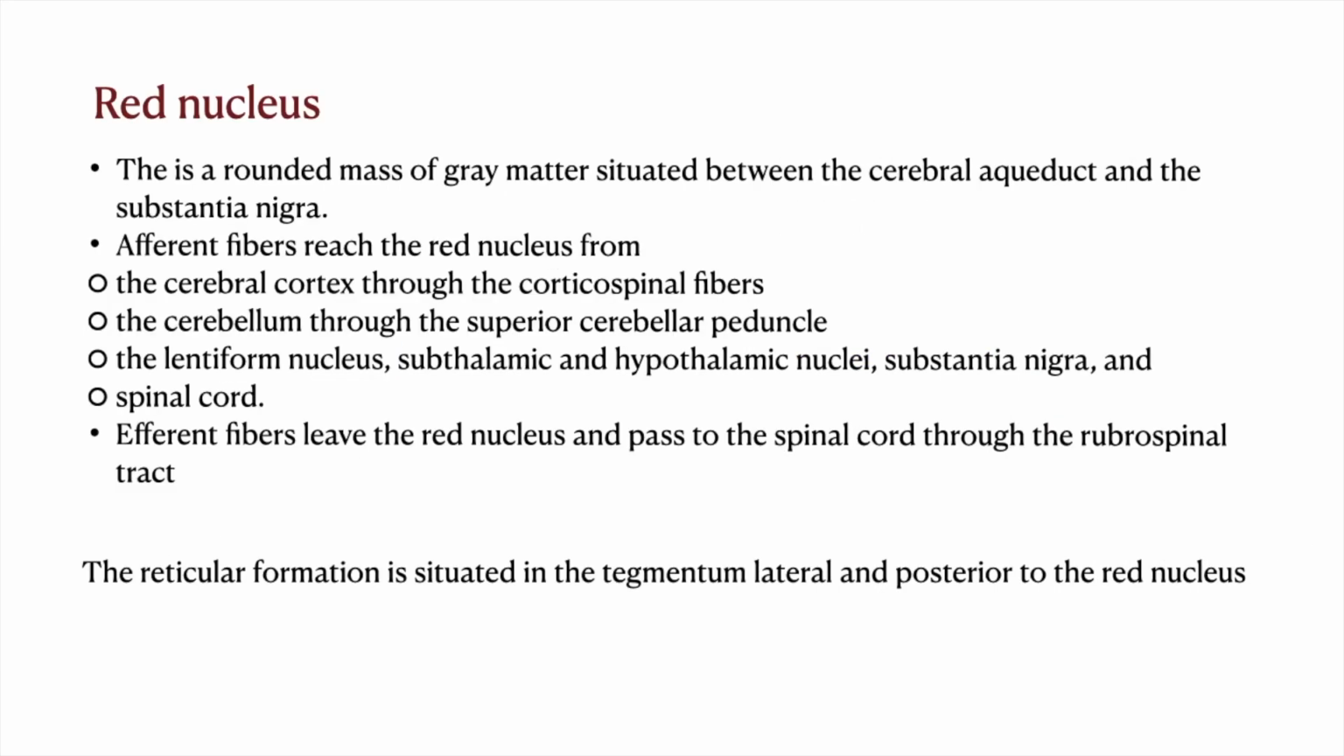The red nucleus has a rounded mass of gray matter situated between the cerebral aqueduct and the substantia nigra. Afferent fibers reach the red nucleus from the cerebral cortex, from the cerebellum through the superior cerebellar peduncle, the lentiform nucleus, subthalamic and hypothalamic nuclei, substantia nigra, and the spinal cord, while the efferent fibers leave the red nucleus and pass to the spinal cord through rubrospinal tracts. The reticular formation is situated in the tegmentum, lateral and posterior to the red nucleus.